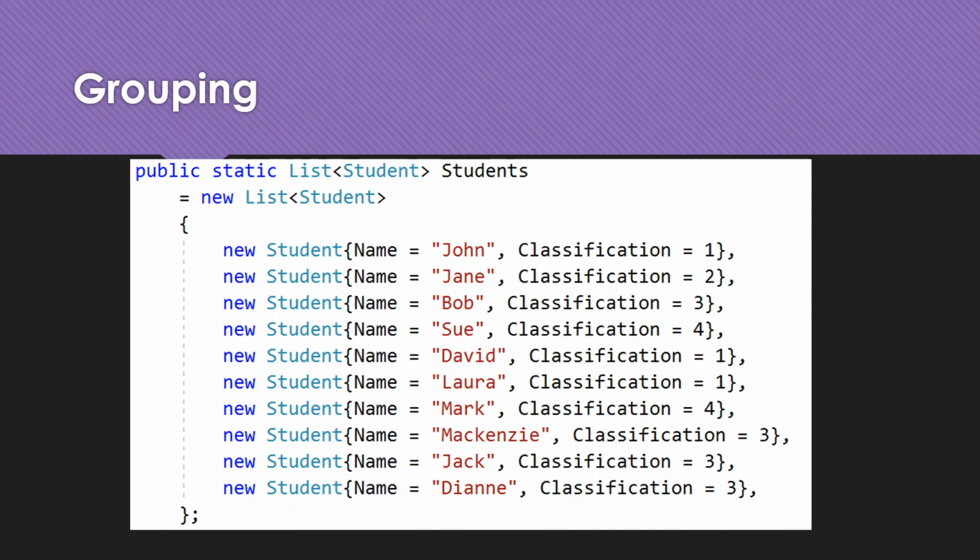So instead of just saying, I have 10 students, I have 3 freshmen, I have 4 juniors, 2 seniors, we want to be able to do that with a list that isn't necessarily 10 students. We want to be able to do it with 300 or 3 million students. And so grouping in LINQ allows you to do that.